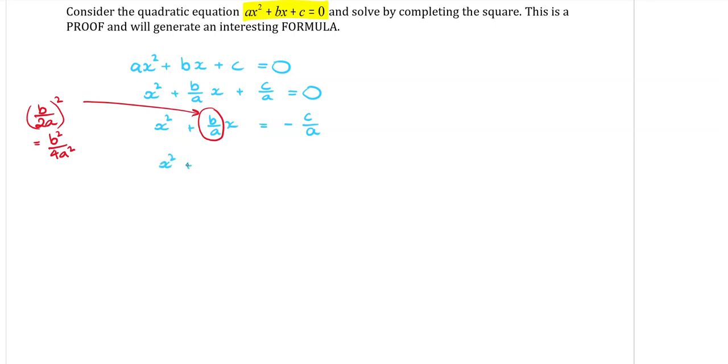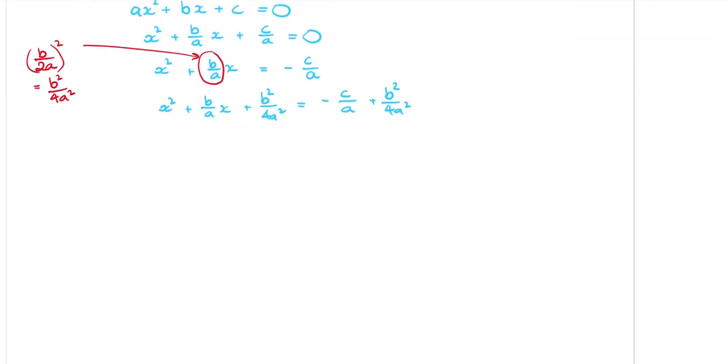I have x squared plus b over a x, and I'm adding b squared over 4a squared to both sides. Oh, I keep putting a c there. Let's put 4a squared. There we go. All right, then I'm going to factorize the left-hand side, which we know is always half of what's in front of the x, which will be x plus b over 2a in brackets squared.